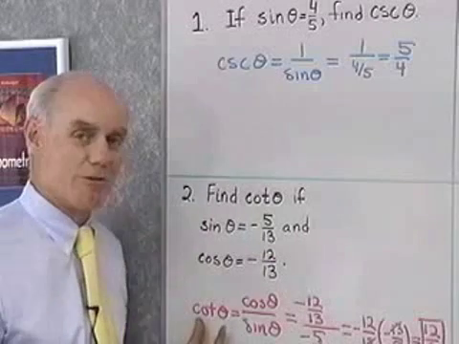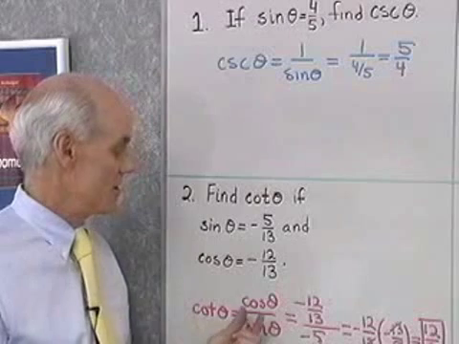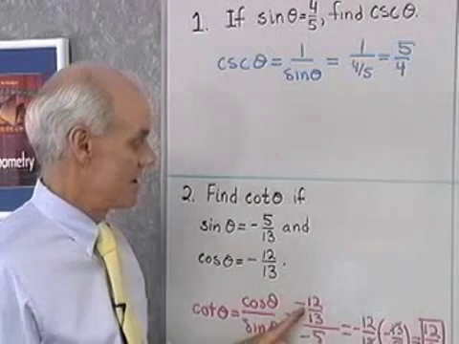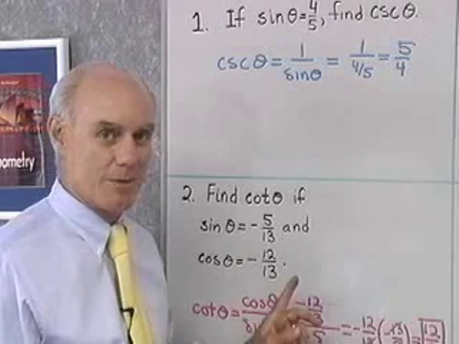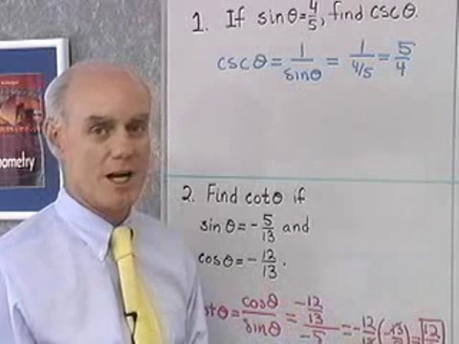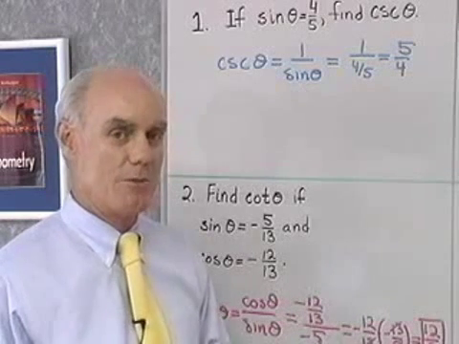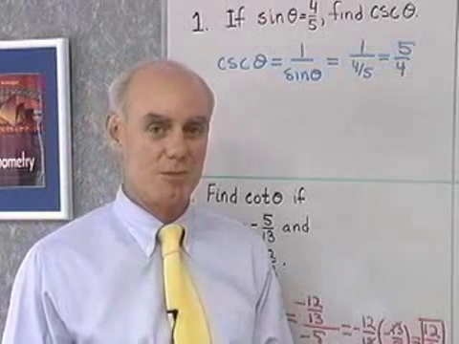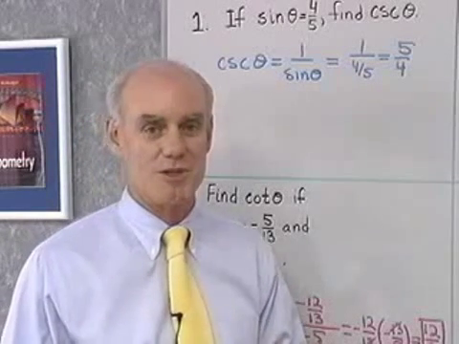But the main point here for trigonometry is that the cotangent is always the cosine of theta divided by the sine of theta. In this case, that's negative 12/13 divided by negative 5/13. I multiply by the reciprocal, I end up with positive 12/5. So anytime you have the sine and cosine, you have the cotangent. And of course, then you also have the tangent, because tangent and cotangent are reciprocals.